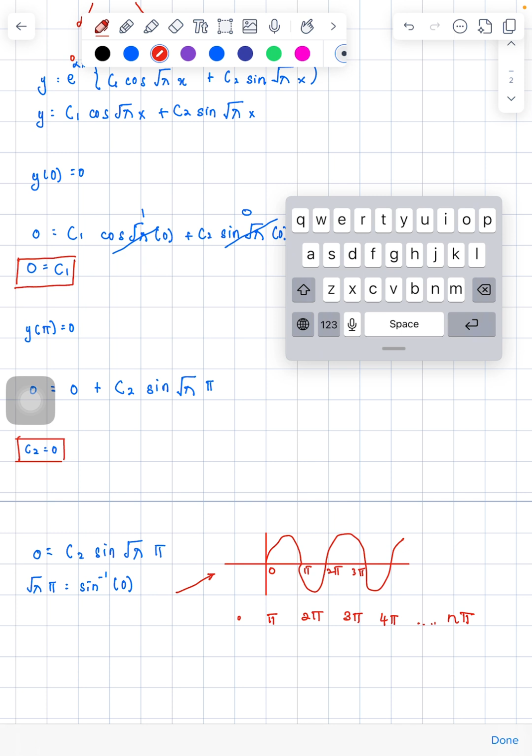So we can write square root of lambda pi equals n pi. So square root of lambda equals n pi over pi. So we have square root of lambda equals n. So lambda equals n squared. This is our eigenvalue.